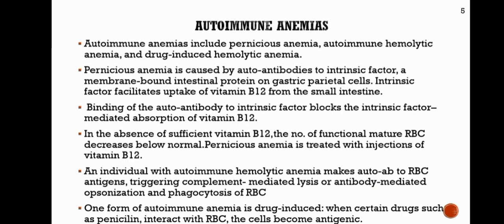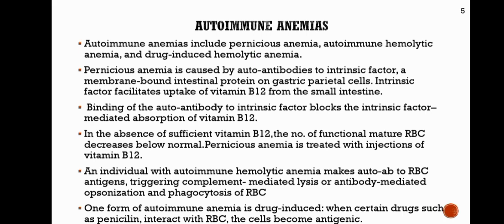Autoimmune anemias. Autoimmune anemias include pernicious anemia, autoimmune hemolytic anemia, and drug-induced hemolytic anemia. Pernicious anemia is caused by autoantibodies to intrinsic factor, a membrane-bound intestinal protein on gastric parietal cells. Intrinsic factor facilitates uptake of vitamin B12 from the small intestine. Binding of the autoantibody to intrinsic factor blocks the intrinsic factor mediated absorption of vitamin B12. In the absence of sufficient vitamin B12, the number of functional mature RBC decreases below normal. Pernicious anemia is treated with injection of vitamin B12.